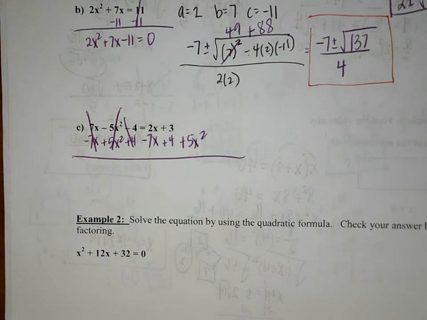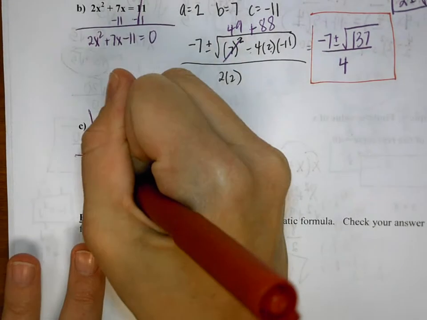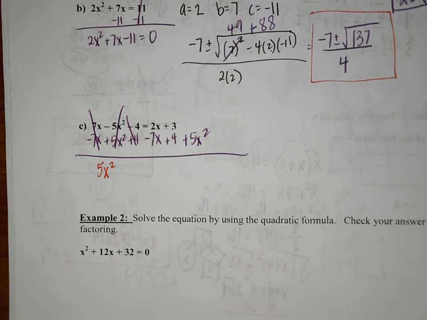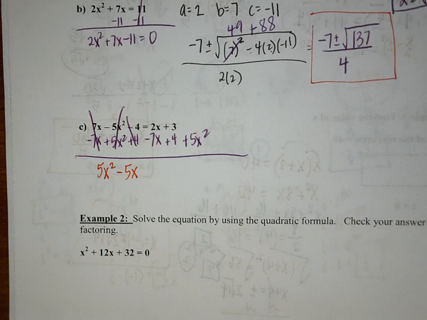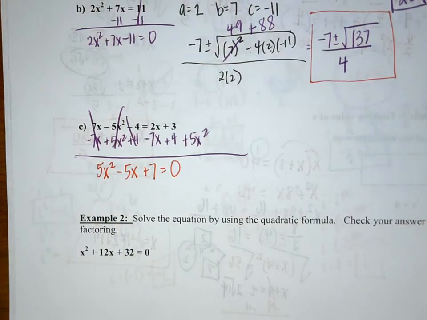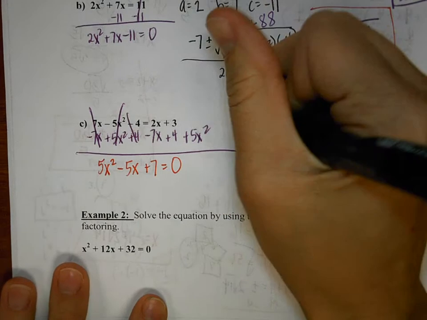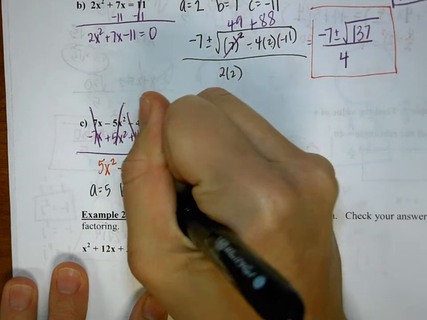So when I do that, I'm going to write it in descending order. I have 5x squared, and then -7 and +2 makes what? Good, -5x, and then +4 and +3 makes 7. And this is now set equal to 0, and my x squared is positive. So now what are my A, B, and C values? Good, A is 5, B is -5, and C is 7.